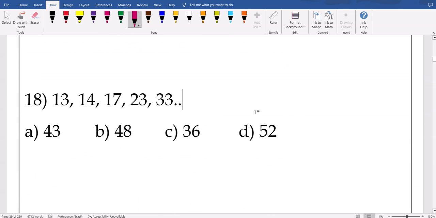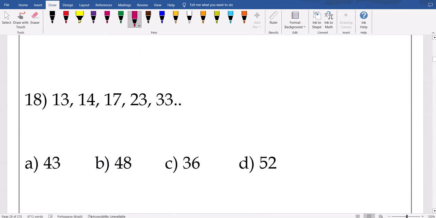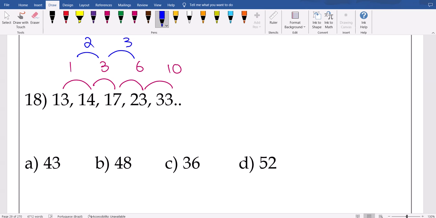Next one, 1 gap, 3 gap, 6 gap, 10 gap. Internally, if you check here, 2, 3, 4, the next should be 5, which means the next difference should be 15, which means 48. One three six ten, okay, but if we don't get the idea, then again take the difference between 1, 3, 6, 10. You got the clarity, it should be 48.